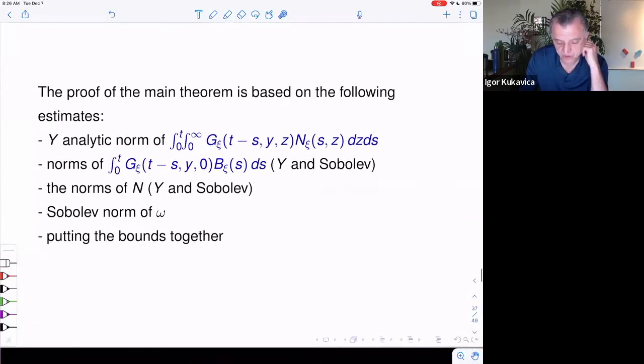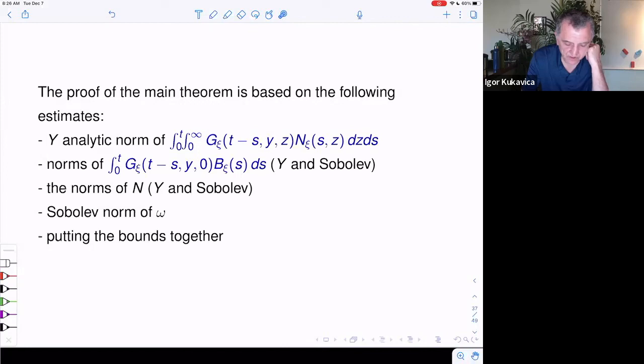I will not go through the proof, but just sketch what one needs to do. So first one proves the y-analytic norm estimates of this. So the idea is when you have integrals from 0 to infinity, you split them into integrals in the analytic regions plus the analyticity in the region away. So you split this into two parts. In one, you use the analytic bound, L1 analytic bound, and in the other one, use the Sobolev bounds.